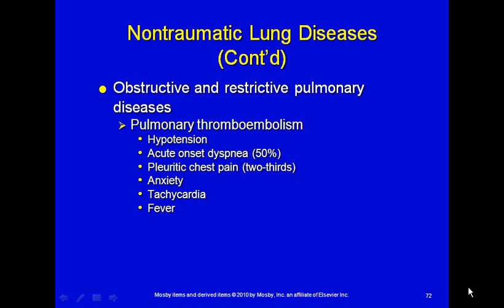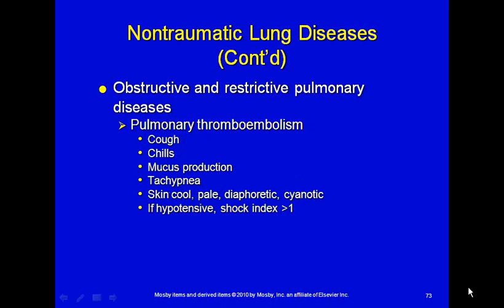They're going to be tachycardic. It may be associated with a fever, particularly with DVT. They may have a dry cough, raspy kind of cough. May have some mucus production, but typically it's not a real productive cough. They're going to be tachypneic. Their skin is going to be pale, cool, possibly cyanotic, and if they are hypotensive, they have a shock index greater than 1, and I'm not real familiar with the shock index, so that may be something we'll have to look up.